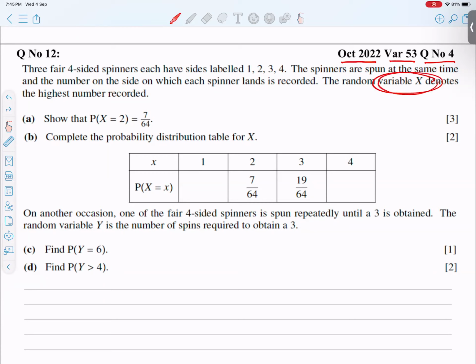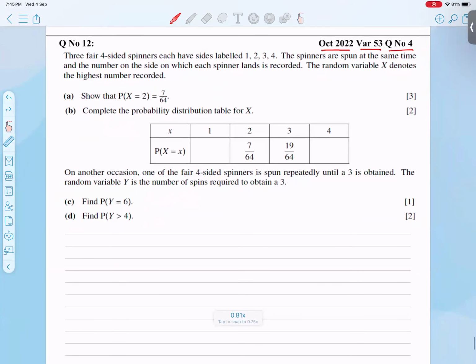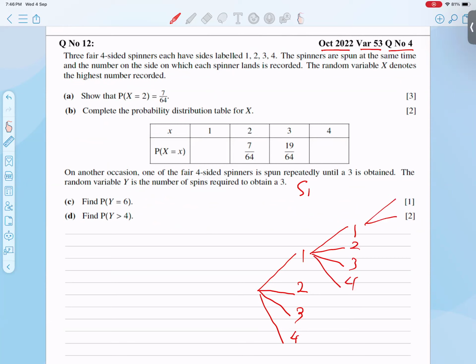We have to focus carefully here. What is X representing? X denotes the highest number recorded. For example, just for the sake of your understanding, this is a spinner. We have 4 options: 1, 2, 3, 4. This is spinner number 1. Again, the second spinner is 1, 2, 3, 4, and this is again 1, 2, 3, 4. Spinner number 2, spinner number 3.